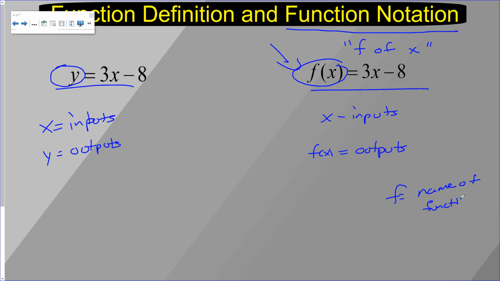It doesn't have to be an f. We just tend to use f commonly. We will use functions where the name of it is something other than f, like p of x or w of x or h of x or g of x. It can be anything. It's just a way to refer to the function.